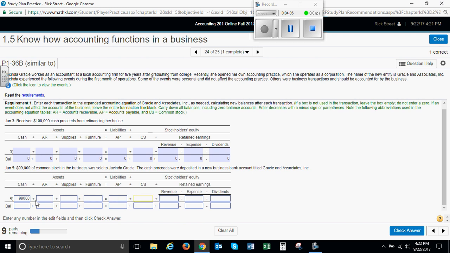Now we know that when common stock is sold, that's a component of our stockholders' equity. Stockholders' equity is made up of common stock and retained earnings. Retained earnings is made up of revenues, expenses, and dividends. And they each have a different impact on stockholders' equity. So we'll put $99,000 here, and we will balance our transaction and total all of our accounts. So we would add the $99,000 to the zero, of course, and that'll be $99,000.